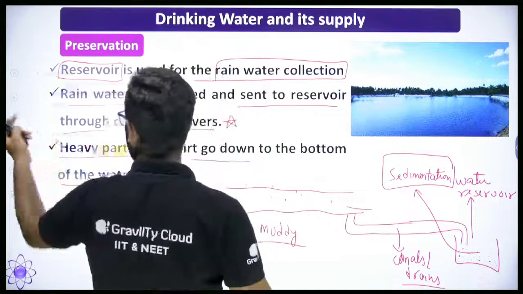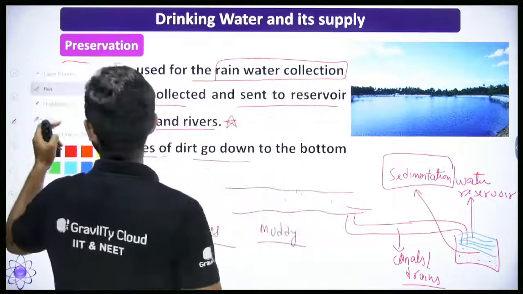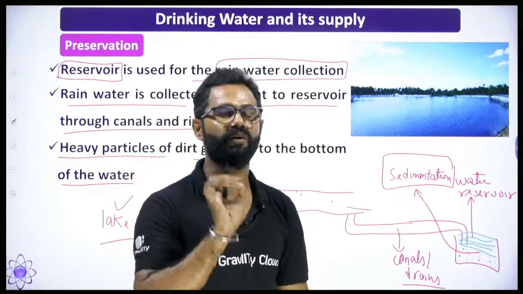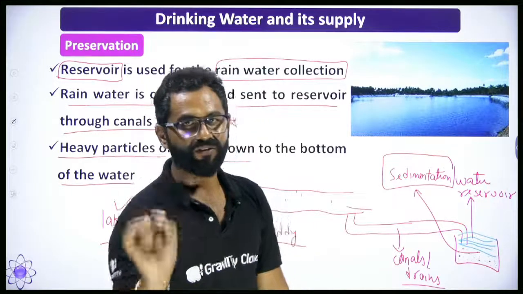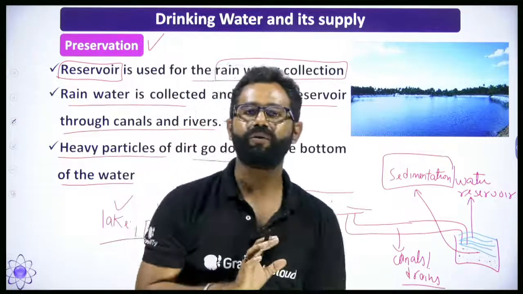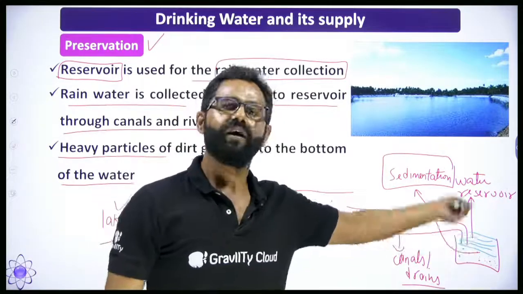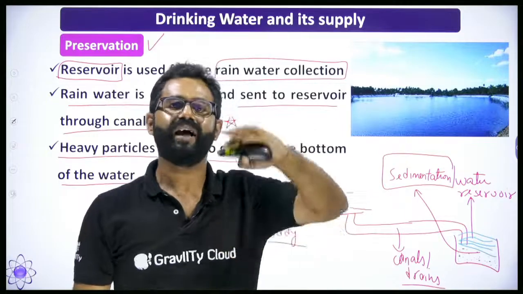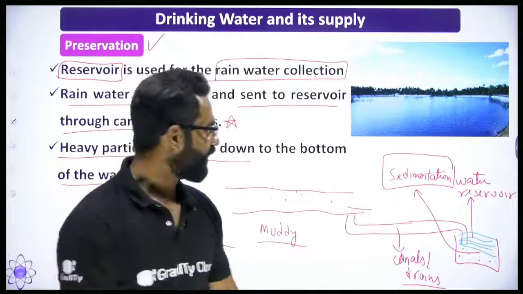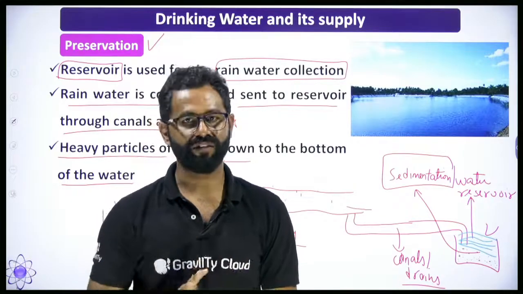right? So what do we get at the top? At the top area, we get relatively clean water. We have not yet got the pure water, we get just the clean water, right? So this is how the preservation of water is done. You get the water from rivers, canals, lakes and ponds, and pass it into the reservoirs. In the reservoir, the heavy particles will settle down, sand will settle down, gravels will settle down, and at the top we get relatively clean water, right? This is how the preservation is done.